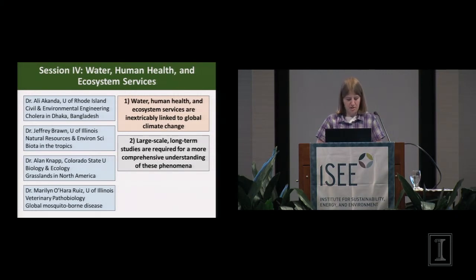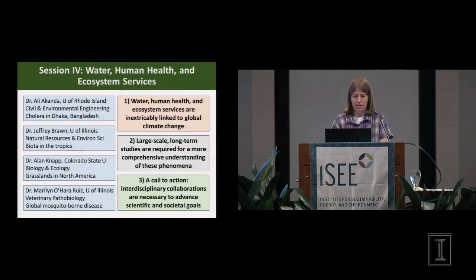And then finally, the third theme that I want to highlight is really a call to action for interdisciplinary collaborations in order to advance our scientific and social goals in these areas moving ahead. So Dr. Akanda suggested the importance of communication among different government agencies in the areas of health and water and climate in order to reduce the incidence of cholera.